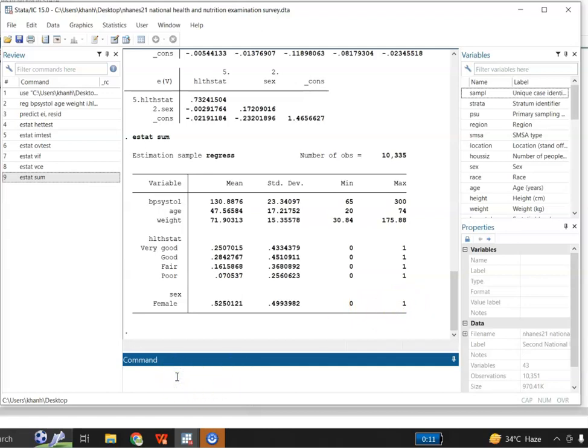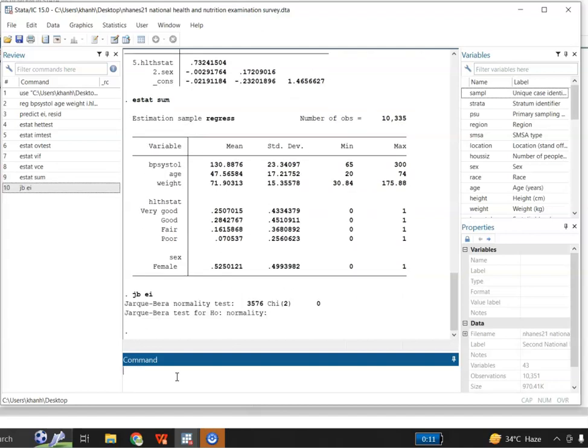Finally, I can also check normality of the data, and for normality I can say estat jb, and this is the Jarque-Bera normality test. The null hypothesis is that the error term or the residual follows normality, and its computed chi-square value is 3576, and its p-value is 0. So it means this is highly significant. So we reject the assumption of normality for this model.